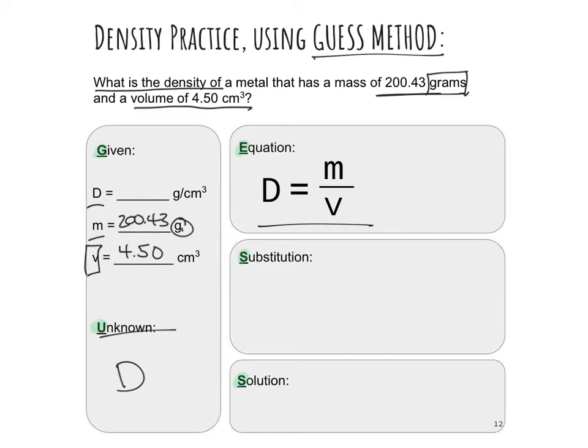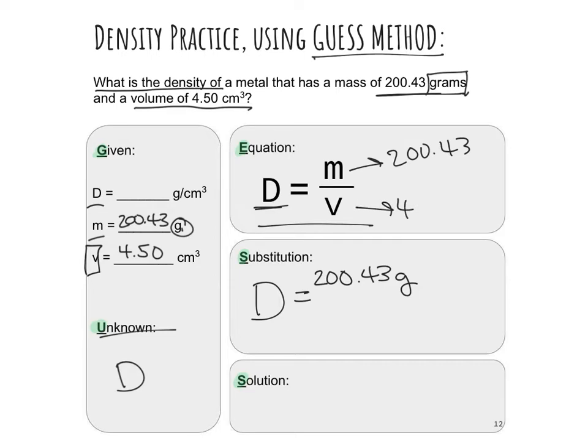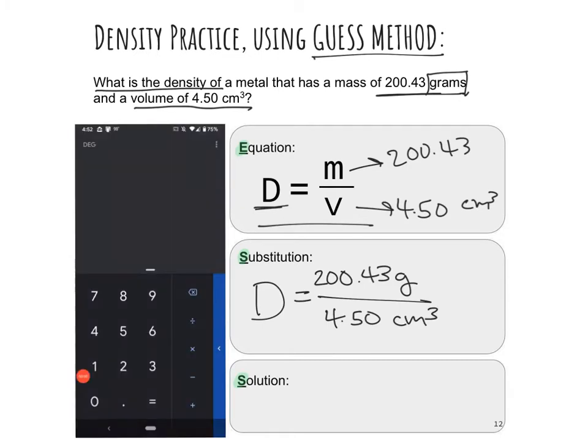Substitution means you just plug in the numbers from your givens into your equation. So for example, for D, we don't know anything, so we're just going to put D. But for M, we know a number. M was 200.43 grams. So in place of M, down here in substitution, we're going to put 200.43 grams. Perfect. And for V, in our givens, it was 4.50 centimeters cubed. So on the bottom, we're going to put 4.50 centimeters cubed.